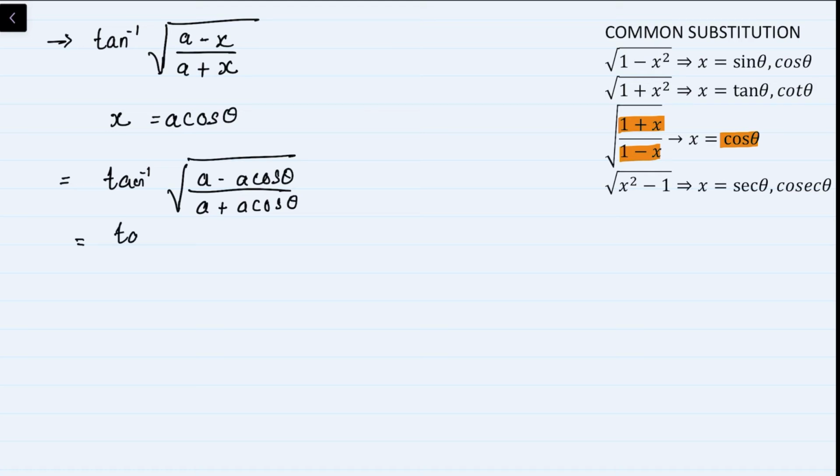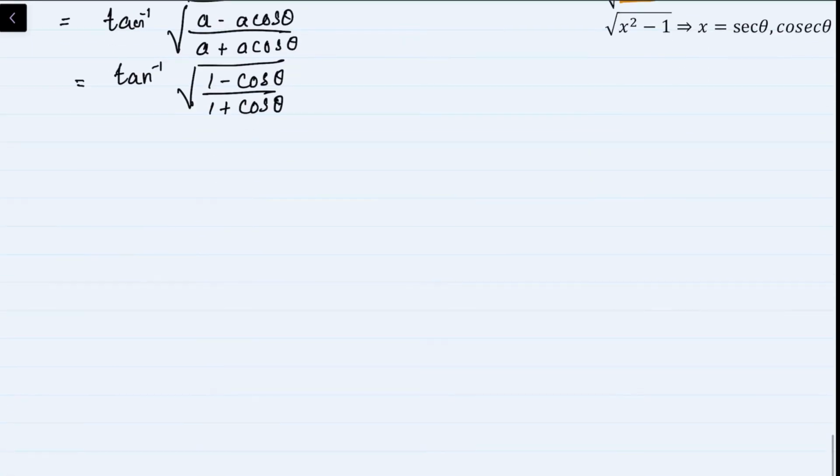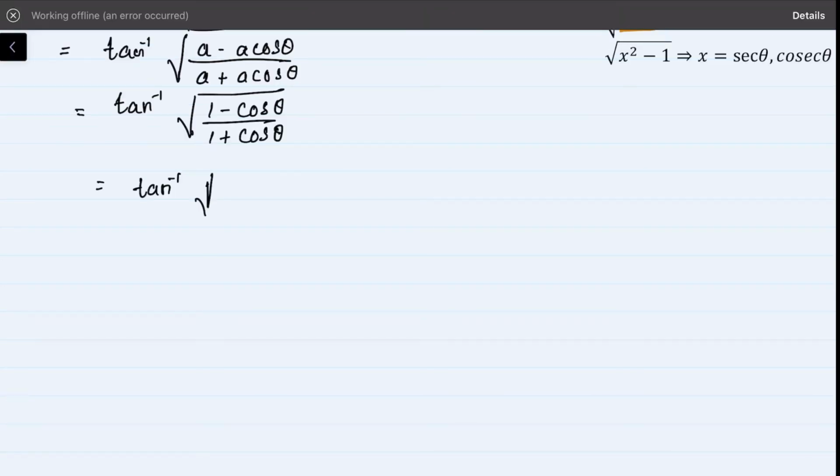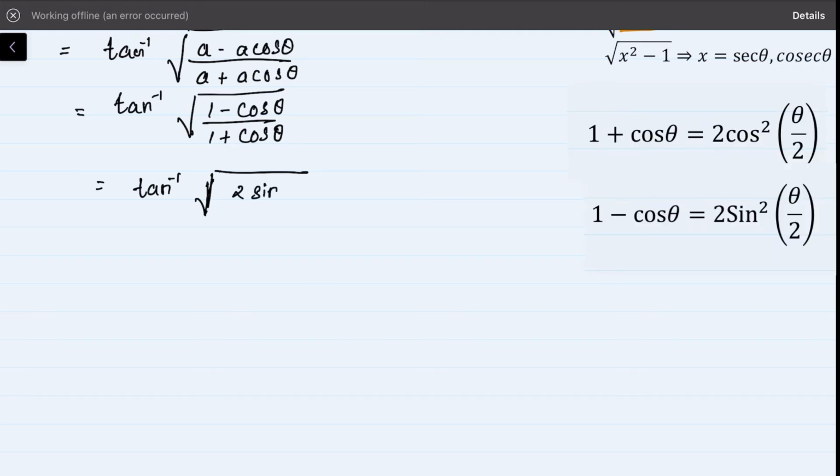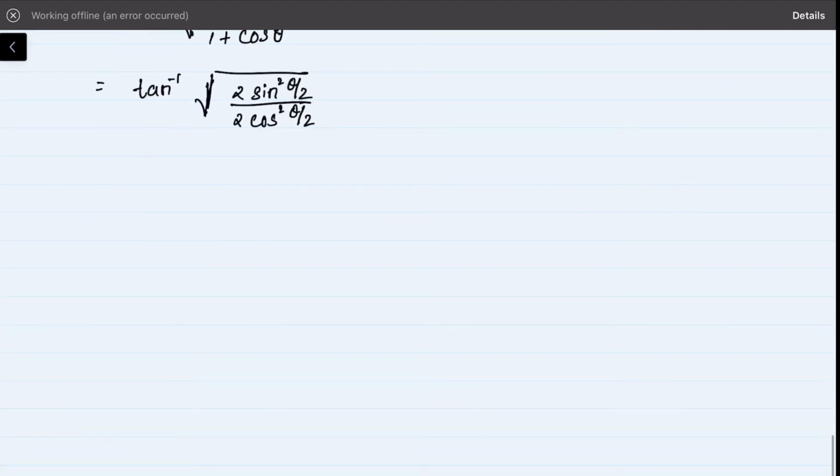Again we can remove a from numerator and denominator, and now we are left with under root of 1 minus cos theta upon 1 plus cos theta. Now still our first priority remains, and that is to remove the root. What we can do is we can use the modified form of cos 2 theta. So 1 minus cos theta can be written as 2 sine squared theta by 2, and 1 plus cos theta can be written as 2 cos squared theta by 2. So 2 gets cancelled out and sine square by cos square becomes tan square, and we are left with tan inverse of under root tan square theta by 2.